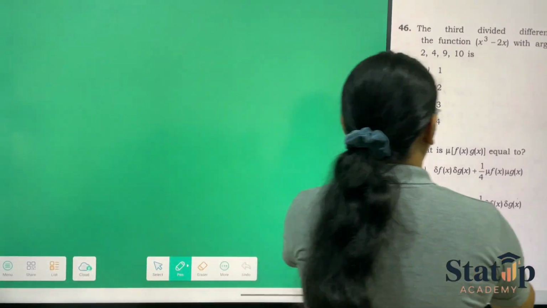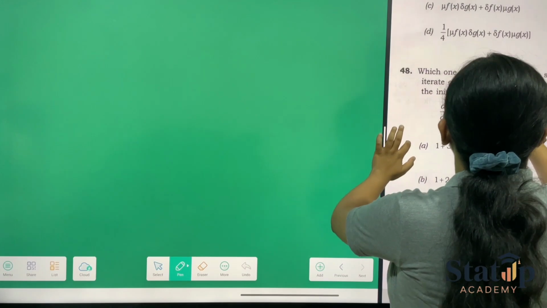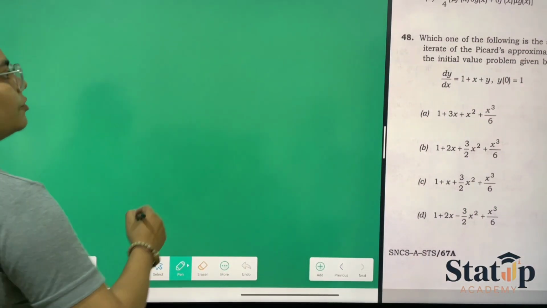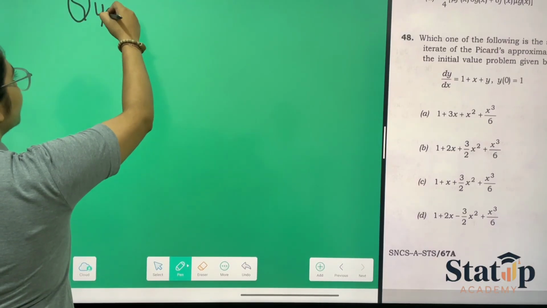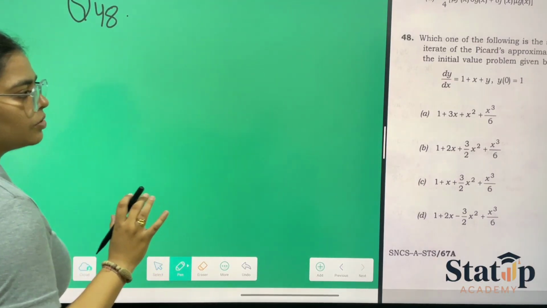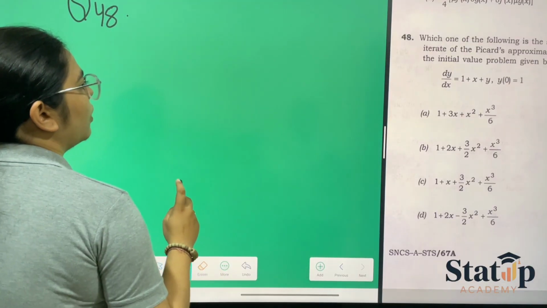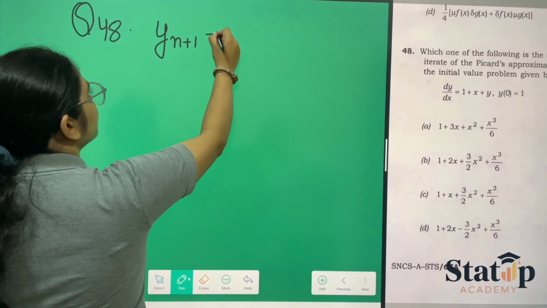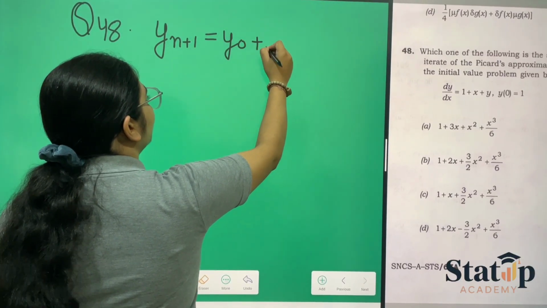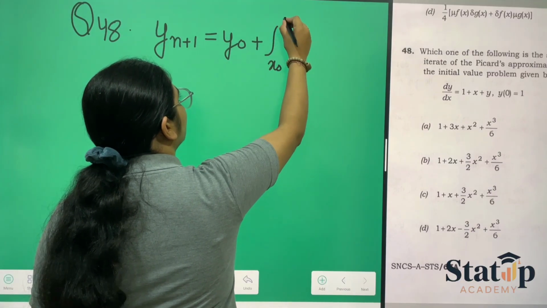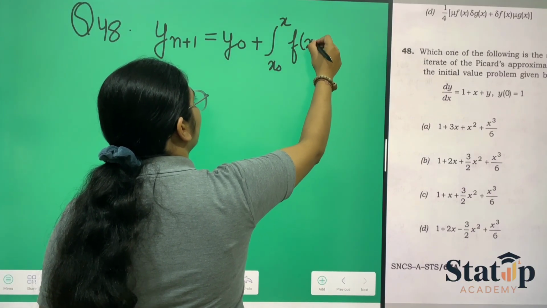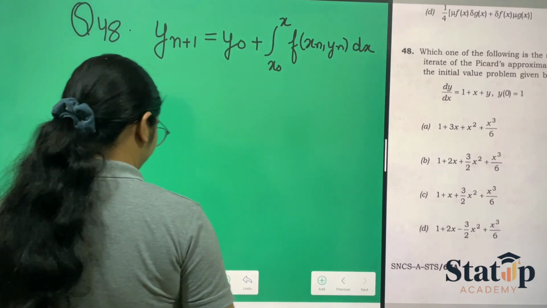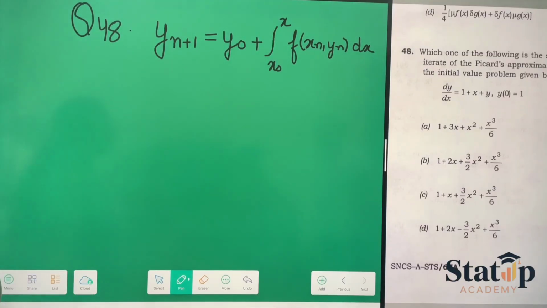Now moving forward with another question, question number 48. This is a question of Picard's method, and we have done Picard's method many times. We have done it in revision as well. So exactly this question has also been done in Picard's method. First of all, what is the formula for Picard's method? The formula is y(n+1) equals y naught plus the integration from x naught to x of f(x, y n) dx. This is the formula for Picard's method.